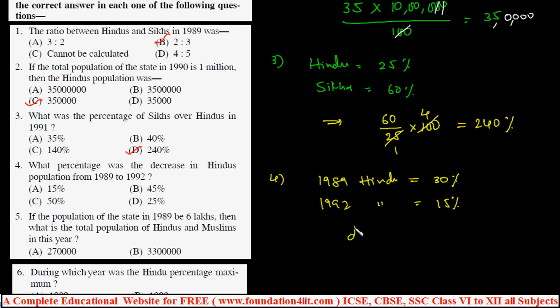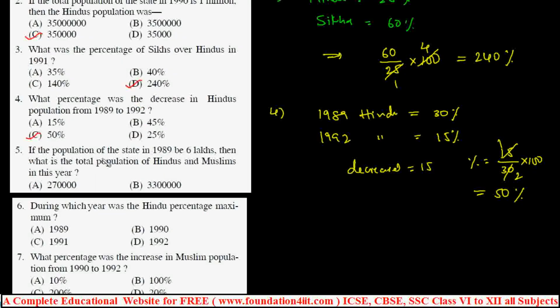So the decreased value is 15. That means percentage, if you want to calculate, 15 by this 1989 30, right, into 100. So 15 ones are 15, 2, 100 by 2 is 50 percentage. So 50 percentage is the decrease. Same 30 to 15, exactly half decreased. So 50%.